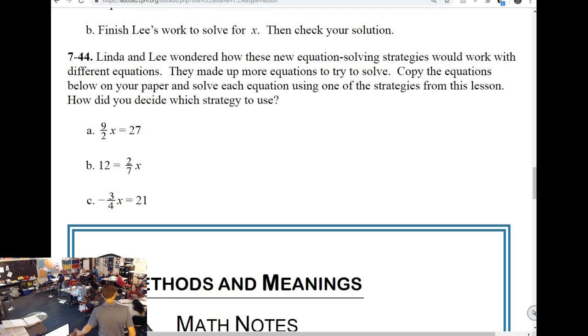Compress 7-8. Right? We got to compress things. Now, my advice, flip B around when you write it down. I always write the x value on the left side. So I would write that as 2/7 x equals 12. We are now trying to practice that reciprocal multiplication.